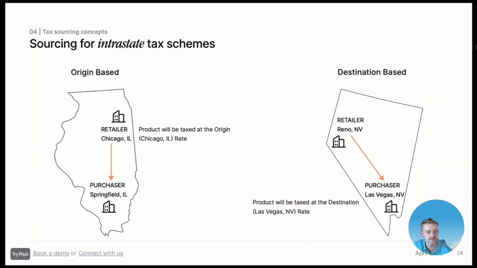So we can see an origin-based example here. If I'm a retailer in Chicago and my buyer is located in Springfield, Illinois, the rate to apply on that invoice will be determined by your location as the seller or the retailer in this example. In a destination-based state, in the example we have on the right, if I am a seller in Reno and I'm selling to a purchaser in Las Vegas, the rate of tax to apply on the invoice is determined by the location of the buyer in Las Vegas. If you are selling between states, let's say you're selling from the UK into the US directly or from Canada into the US, destination-based sourcing is the only applicable scheme. Origin-based only really applies when you're selling within a single state.